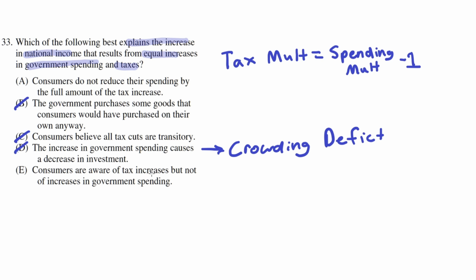E. Consumers are aware of tax increases but not of increases in government spending. This is incorrect because, like C, we're not told exactly what the consumers are aware of or not, so it wouldn't make sense for us to assume that they're not aware of government spending. So, the correct answer is A.